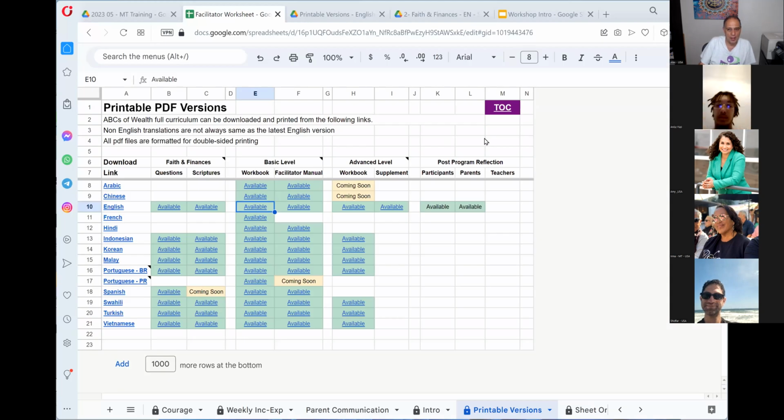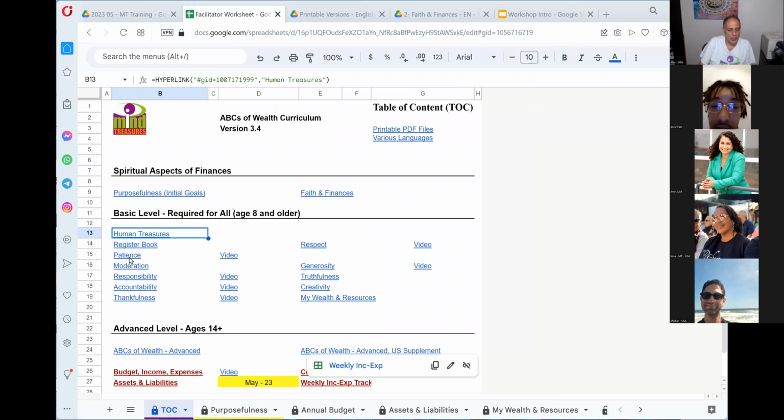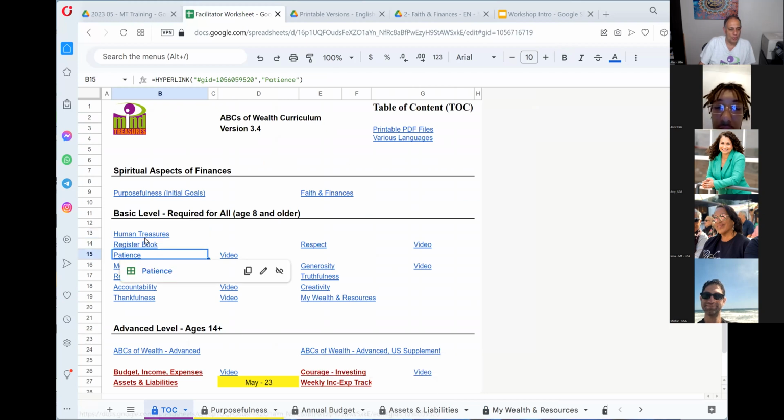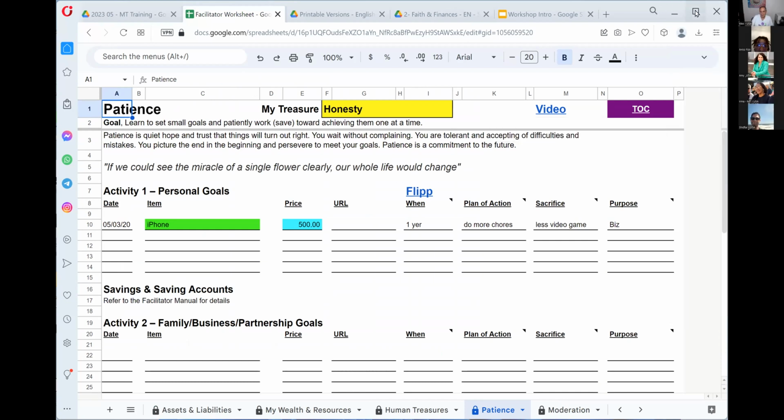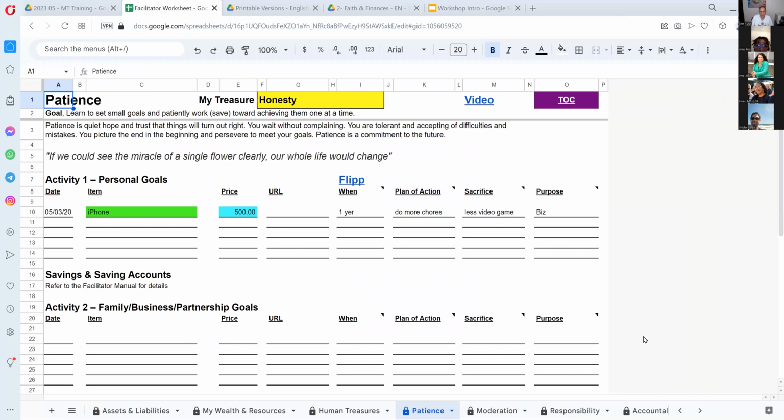So next week we're going to look at patience. We'll go over some of your responses on human treasures, but we're going to get on patience. This is one that you definitely have to work on, particularly if you're married or you have a partner. You need to work on this and come up with some goals. So next week we'll talk about patience, but what we'd like to do is ask everyone to have a personal goal, and this is just an example.